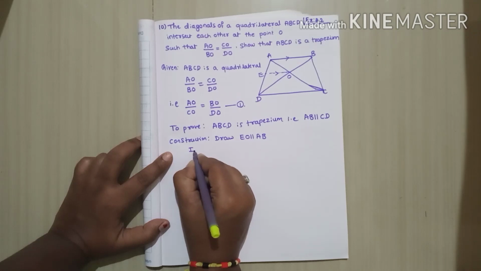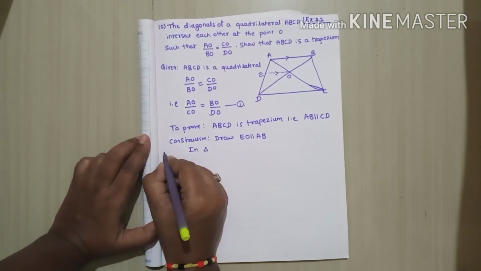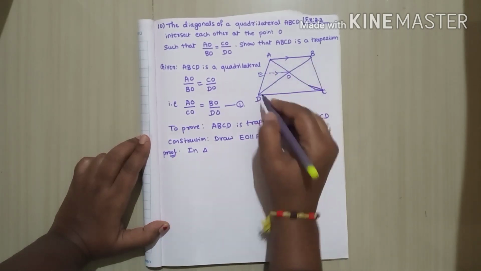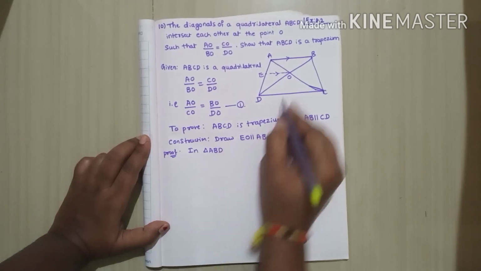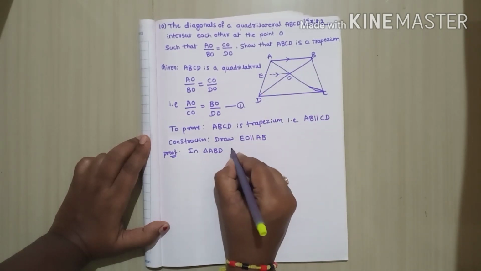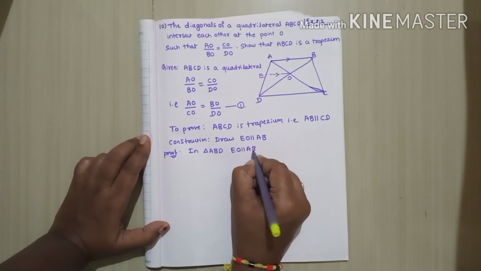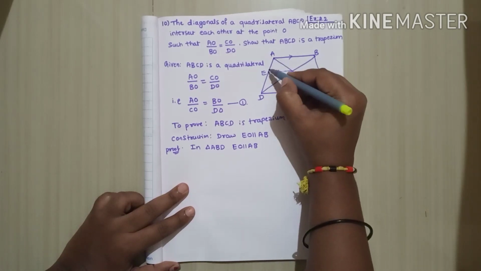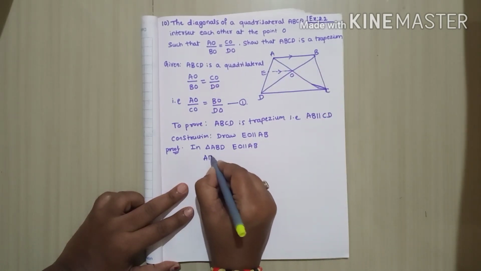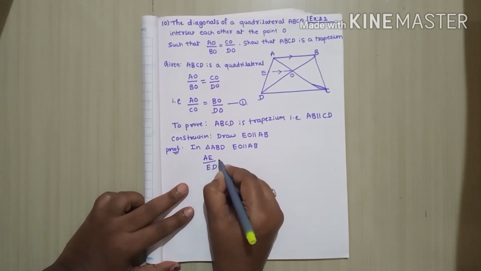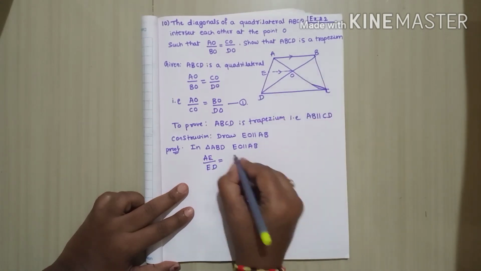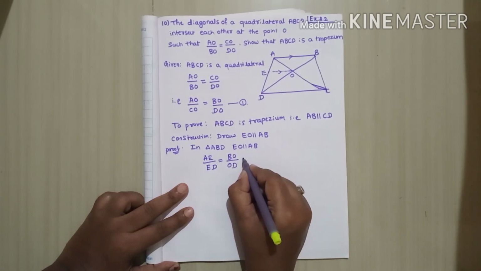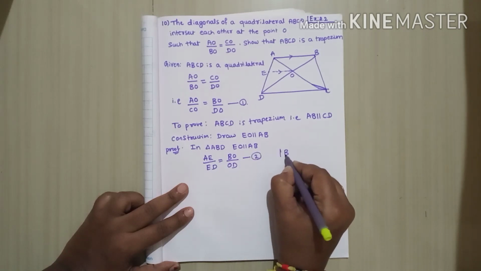So in triangle, this is a proof. Which triangle we have to consider? ABD. In triangle ABD, here EO is parallel to AB. EO is parallel to AB means we can apply the basic proportionality theorem. How will we apply? From down to up we will apply. AE by ED is equal to BO by OD. BO by OD we can write it. Take this as equation 2. How did we write that? By BPT.